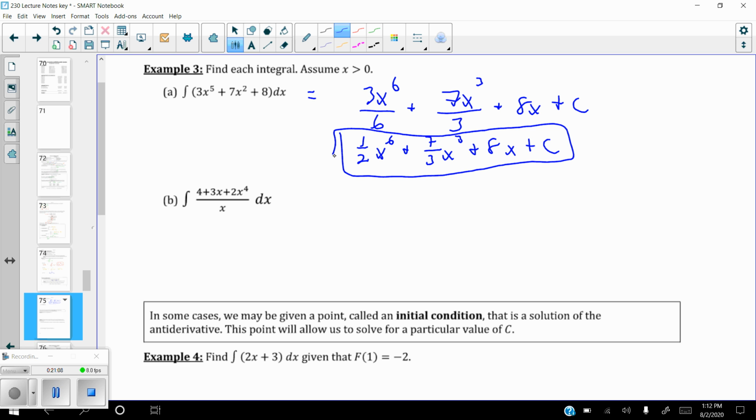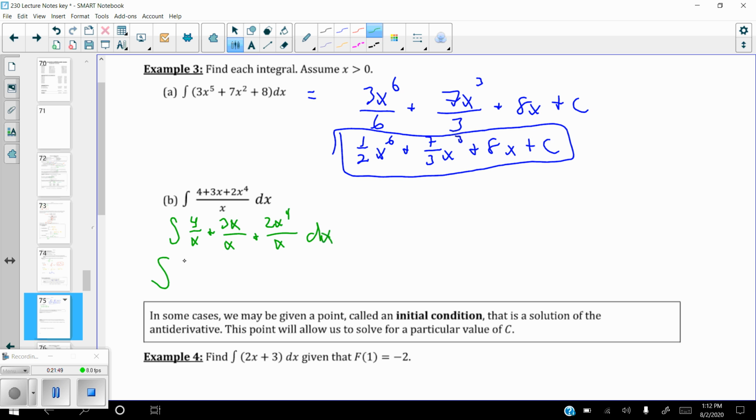Okay, in part B, we're going to want to do some simplification here first, because I told you that you can't split this thing up through division. And because I see a division there, I'm like, well, okay, so I don't know how to do this yet. There's got to be another way. What I can do is I can separate all of those fractions and divide each one by x. So really what I'm going to get is an integral of 4 over x plus 3x over x plus 2x to the fourth over x dx. And then I'm going to go ahead and simplify each one of those things to put it in a form that I'm used to seeing.